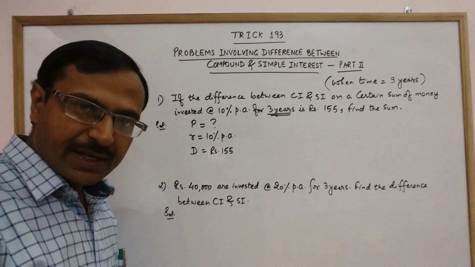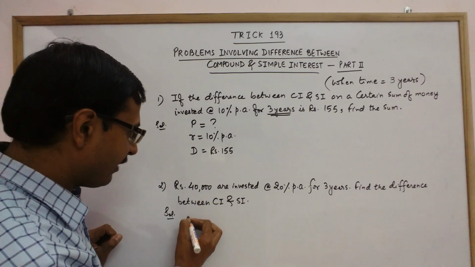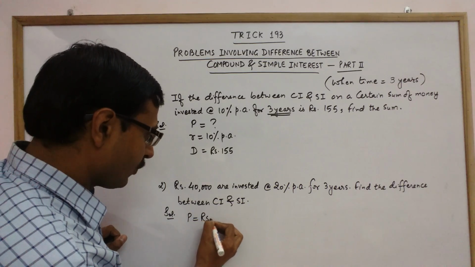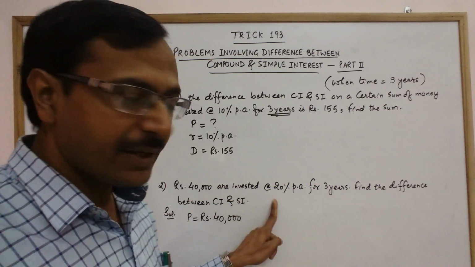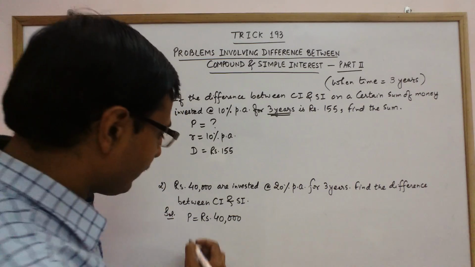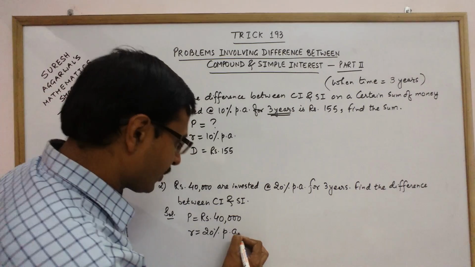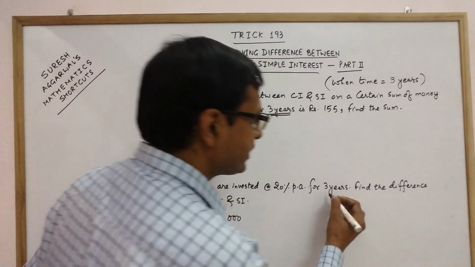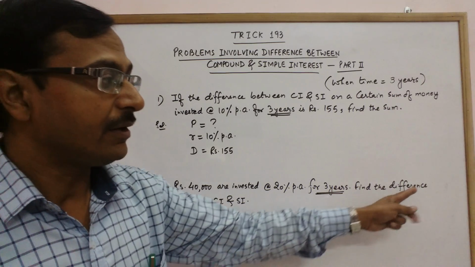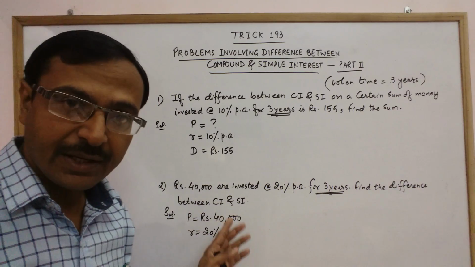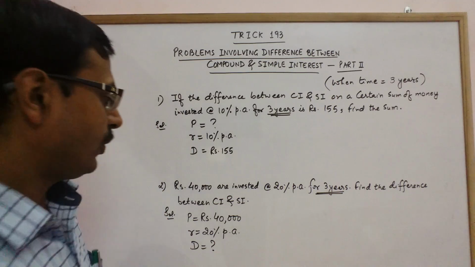Similarly, in the second question we will have P equal to rupees 40,000. So we are given one variable, invested at the rate of 20% per annum. So we are given the rate of interest, 20% per annum. So again two things are given and time is again 3 years, and we have to find the difference between CI and SI. So D is required to be found out.